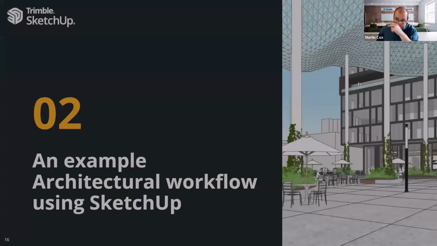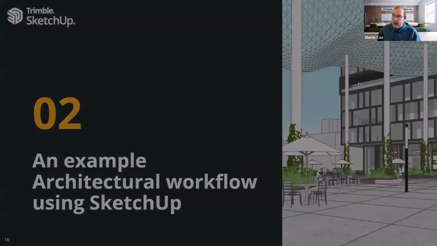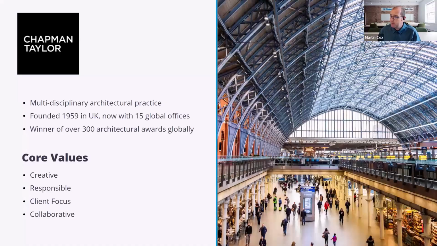And an example of an architectural workflow using SketchUp. We're talking a real life example here. Chapman Taylor, they are a global architectural practice. They work in master planning, mixed use, residential, hospitality, transportation. They do so much. And they use a combination of tools, as we've discussed, to be able to deliver their projects. But SketchUp is one of their key tools that they use.